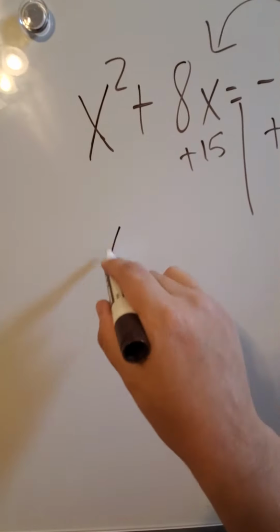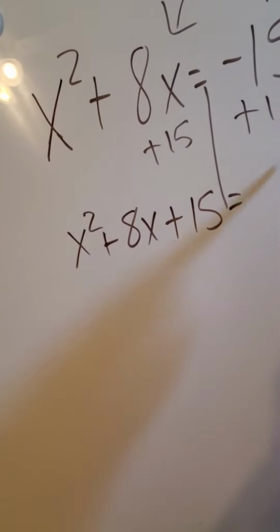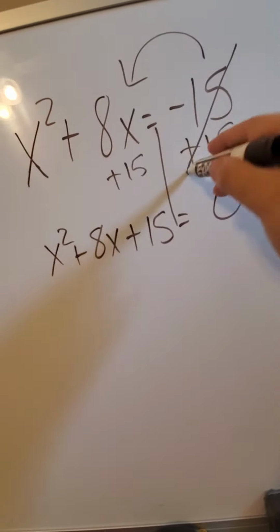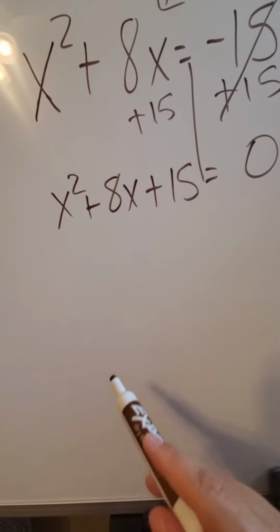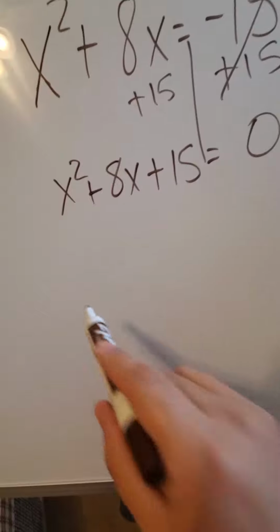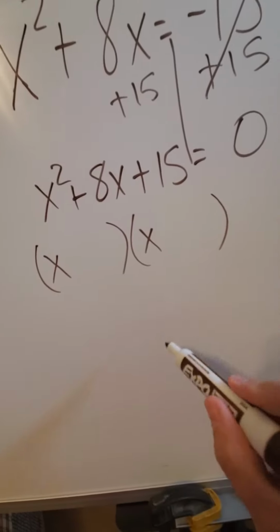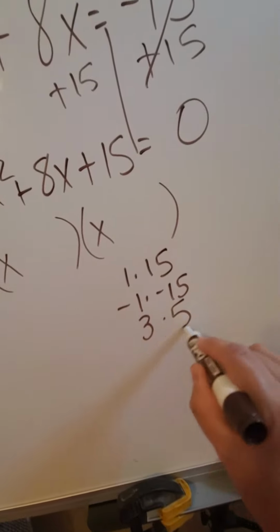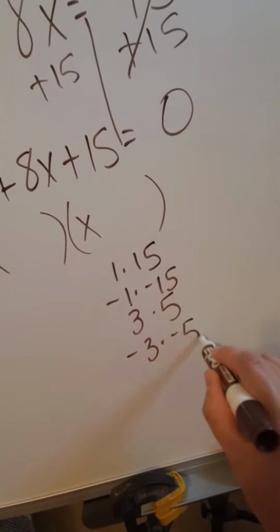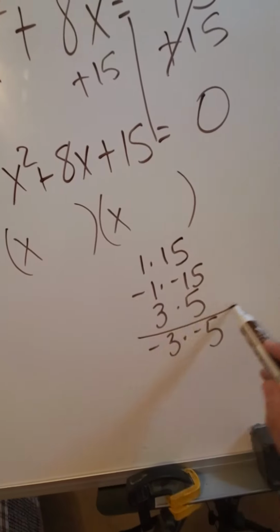Okay, so then that's x squared plus 8x plus 15 equals 0 now, because negative 15 plus 15 is gone. So all I did was move it over. Now it's just like what we did before. I want to know what to multiply to give me 15. I can go ahead and put these here. So 15 will be 1 times 15, negative 1 times negative 15, and 3 times 5, and negative 3 times negative 5.